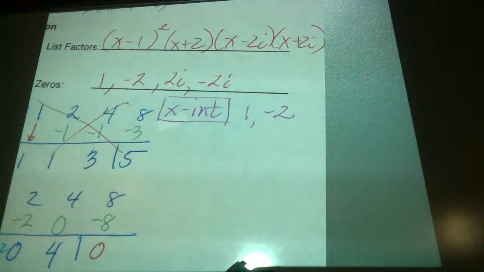Right, because I got down to my quadratic. If it had been an x cubed, then yes, I would have tried 2 again. Good question. Yes, ma'am.